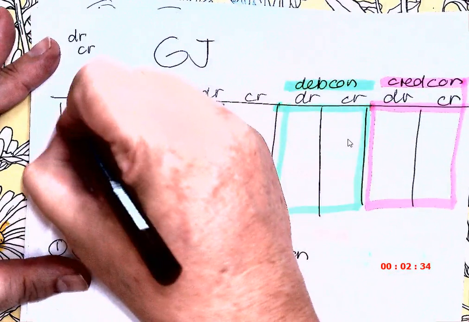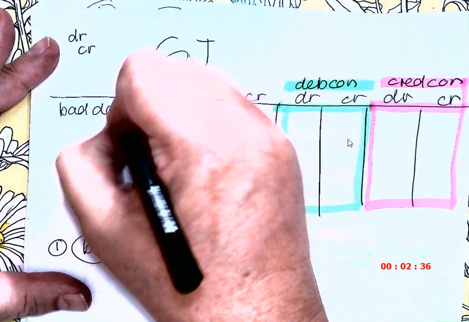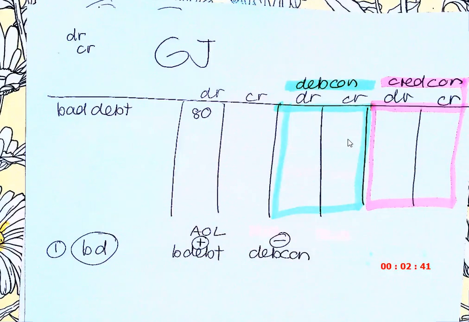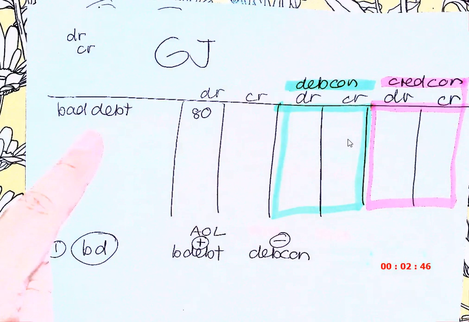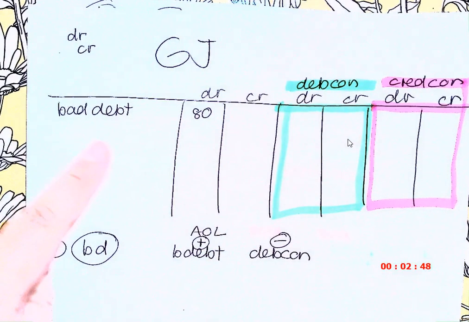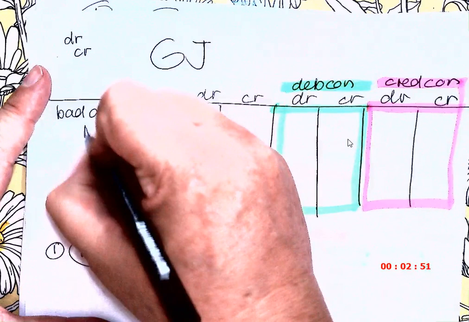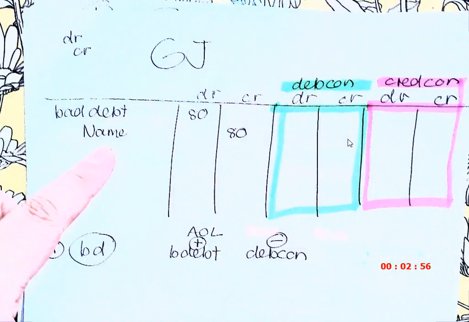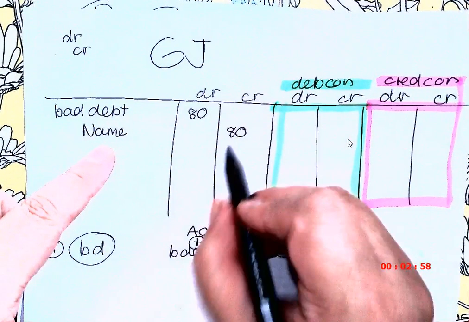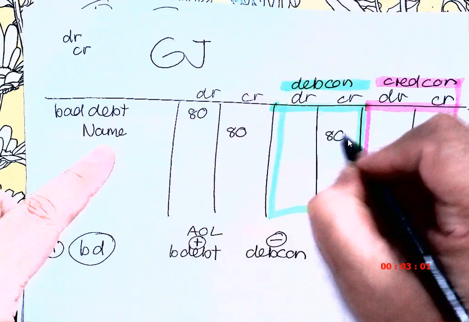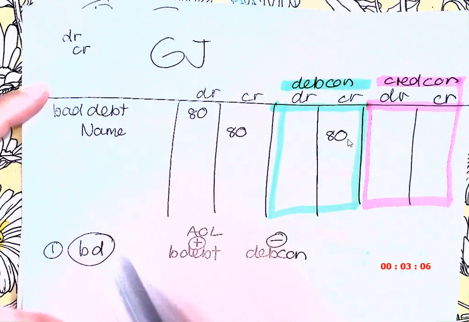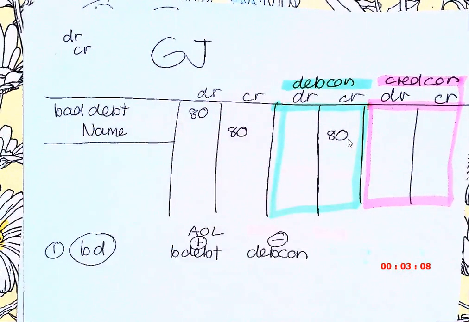So, I'm going to debit bad debt with whatever amount that I calculate, right? Then I'm going to credit debtor's control. But I'm not allowed to write someone's debtor's control here. So I'm going to write the name of the person, because his debt is getting less with 80. But my total debtors is also getting less with 80. You guys with me? Okay. So that was bad debt.